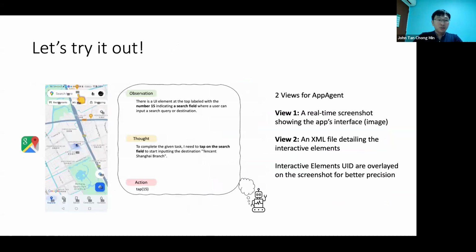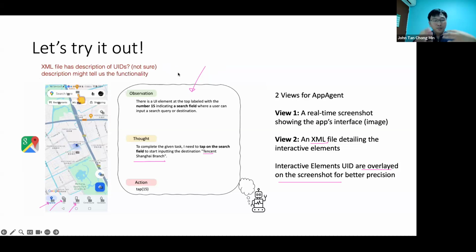And let's see how this is done using one of the examples that they have. Over here, they have this example on their GitHub where they are using Google Maps and the task is to find out where the Tencent Shanghai branch is. You can see that we have different numbers overlaid here. These numbers are actually the XML UIDs overlaid on the screenshot. And there will be an XML given to the GPT as well, which will tell the GPT where exactly these elements are. I'm not too sure whether the XML file actually has the description of elements. I haven't really looked into the XML file. But if it has the description, then that's even better, because the description might tell us the functionality.